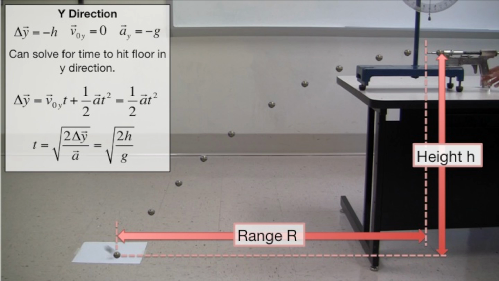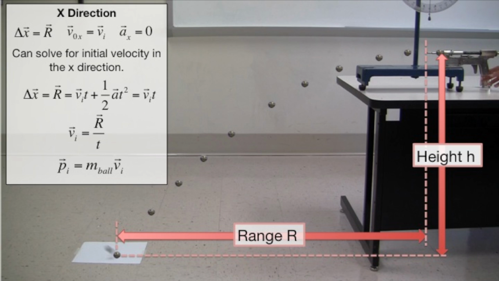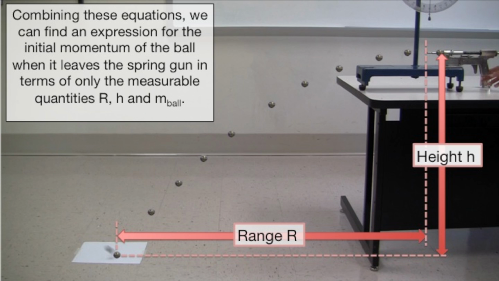In the y direction, we can solve for the time of the ball's flight using the acceleration and distance traveled. The ball starts off traveling in the horizontal direction, so its initial y velocity is 0. In the x direction, we can relate the range to the initial velocity using the time calculated in the y direction. As we are neglecting air resistance, we will assume the acceleration in the x direction is 0. We can combine these equations to find an expression for the initial momentum of the ball only in terms of the measurable quantities range, height, and mass.